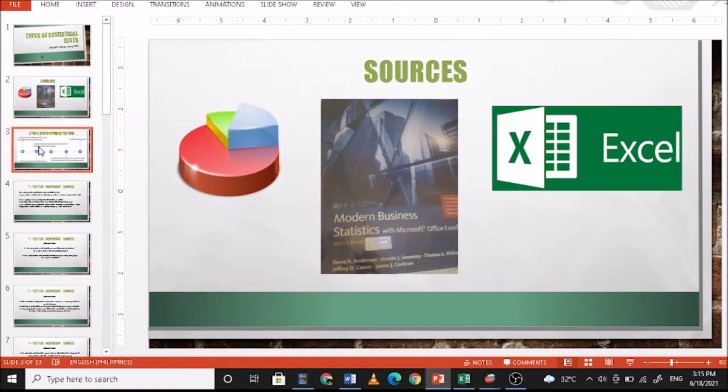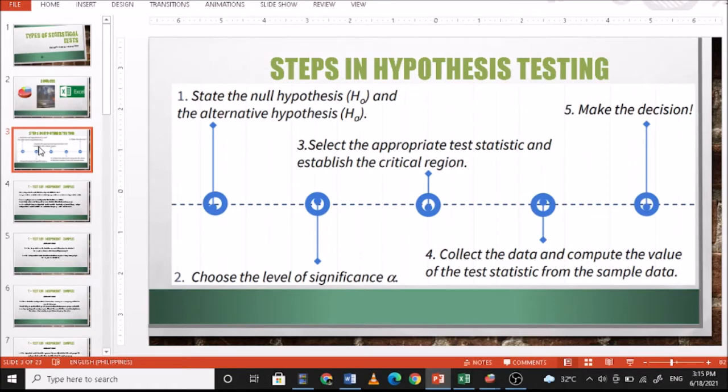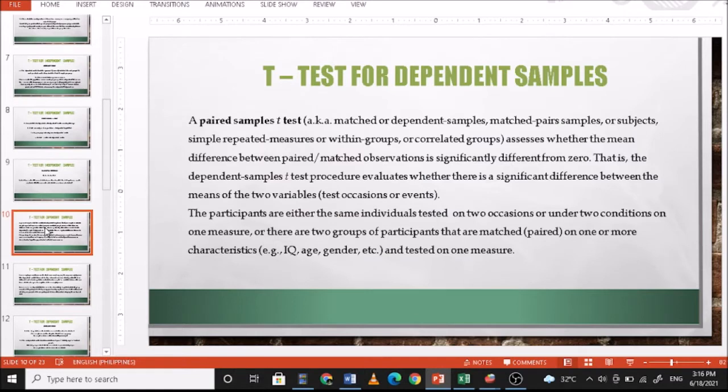As a review, these are the steps in hypothesis testing which you're going to use in making conclusions for your problems. Step 1, state the null hypothesis and an alternative hypothesis. Step 2, choose the level of significance. Step 3, select the appropriate test statistic and establish the critical region. Step 4, collect the data and compute the value of the test statistic from the sample data. And step 5, make the decision. So, t-test for dependent samples.